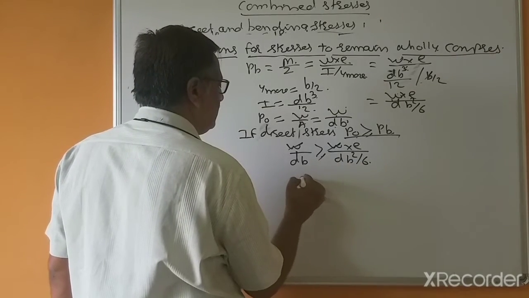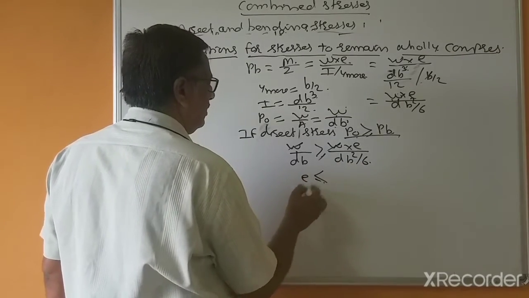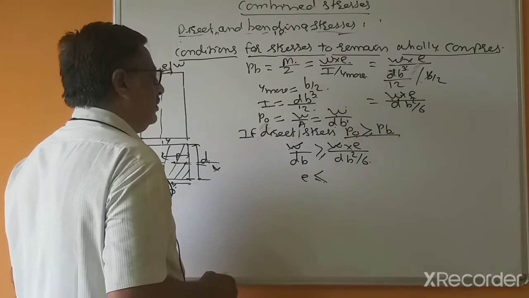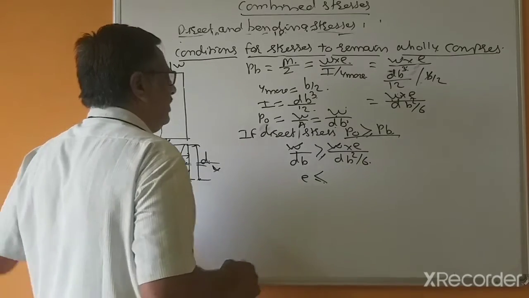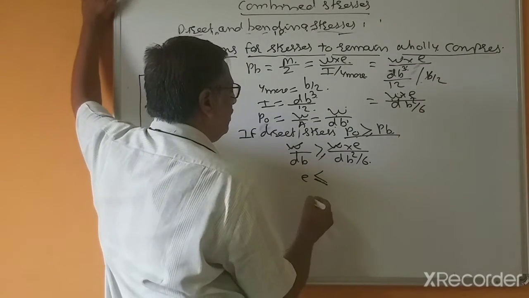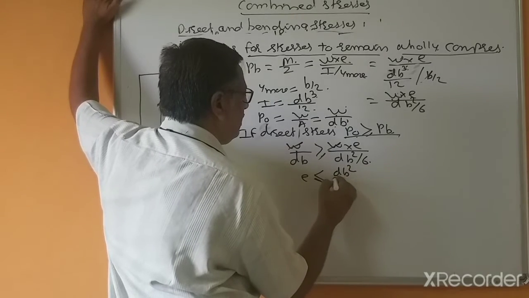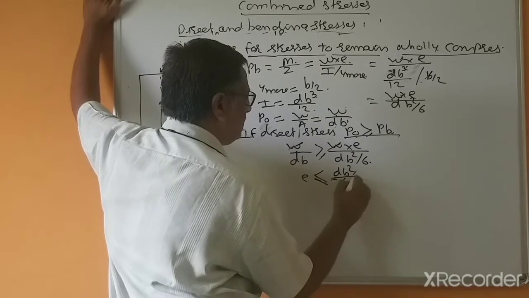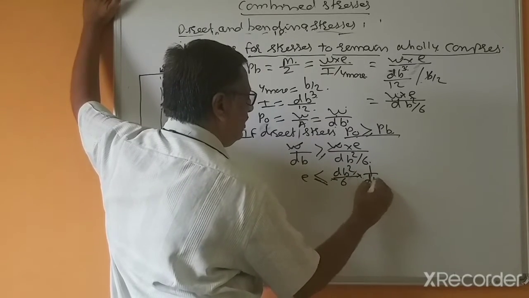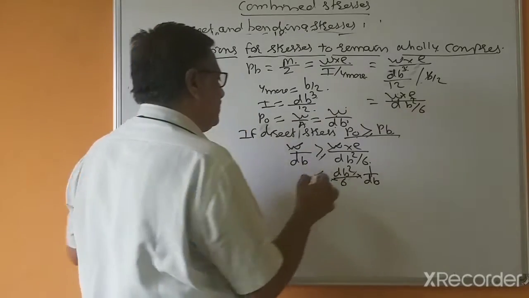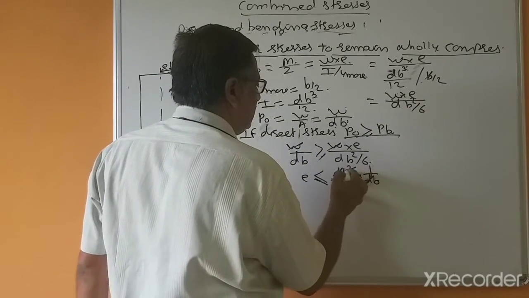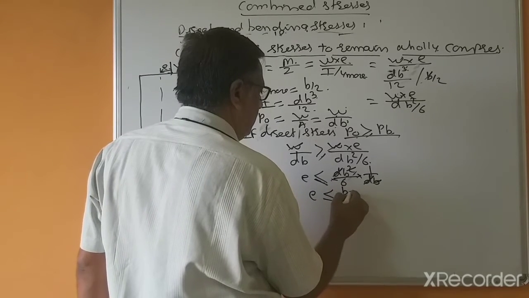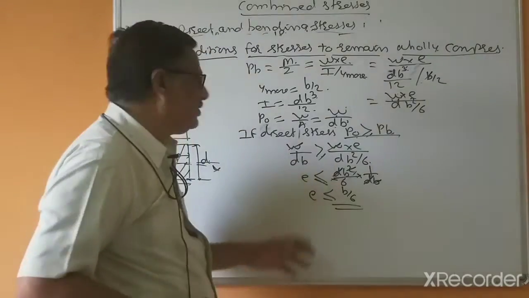Now cross multiplication: eccentricity should be less than or equal to dB squared divided by 6, divided by 1 by dB. So this D and this B will get cancelled. So eccentricity should be B divided by 6.